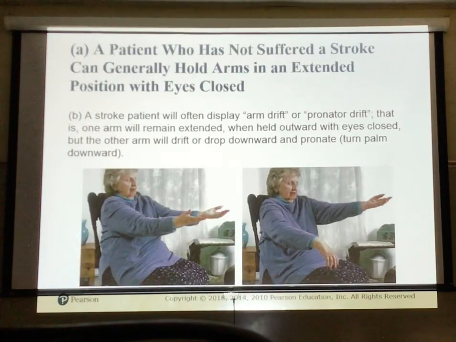All right, arm drift. A stroke patient will often display arm drift or pronator drift. That is, one arm will remain extended when held outward with the eyes closed, but the other arm will drift or drop downward and pronate, okay? When you close your eyes, that's the signal to the brain. If your brain does not see that arm, it does not know that it's there after you've had a stroke, if it affects that side. It could be the right side or the left side. They have to close their eyes, all right? Does everybody understand that?